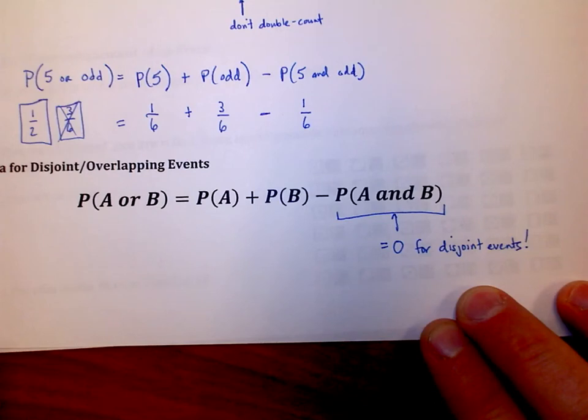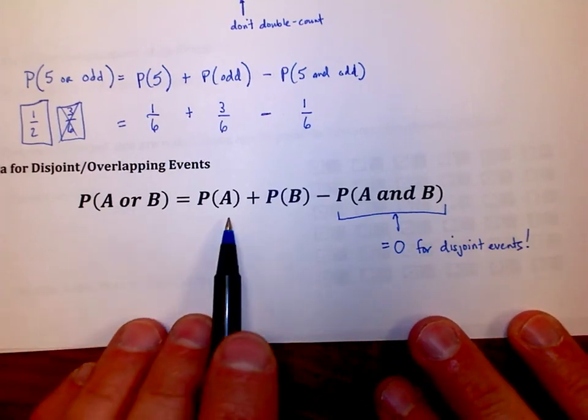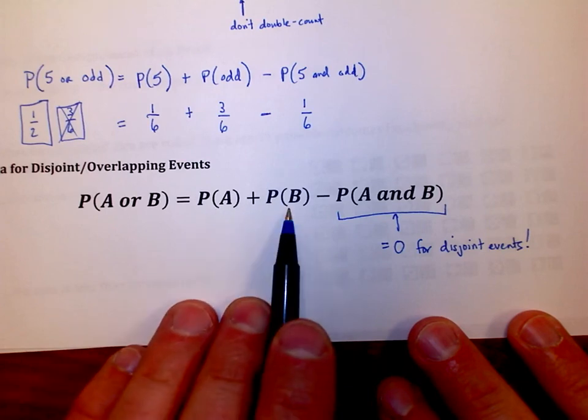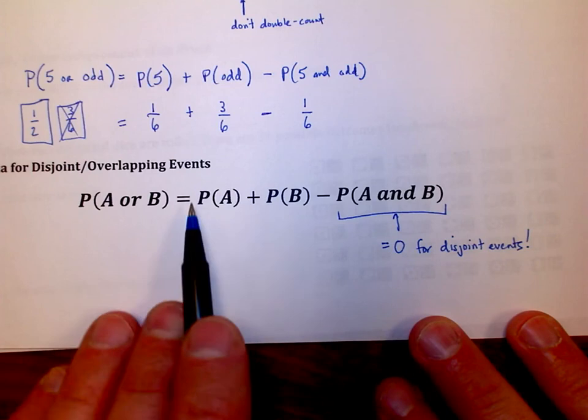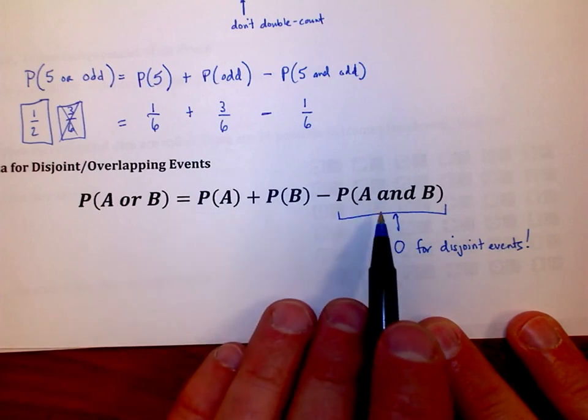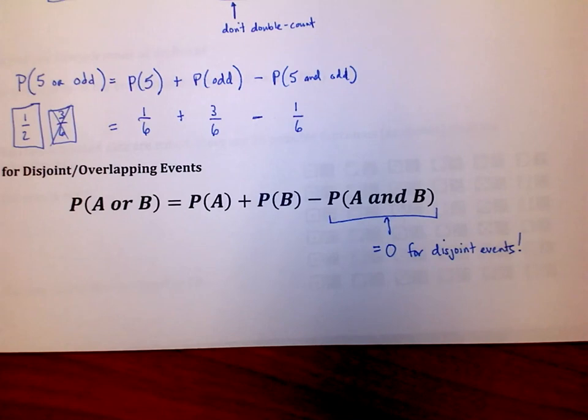So hopefully that makes sense. In other words, when I see the word or, I'm adding together individual probabilities. If there's ever a situation where I can double count, where the two things can happen simultaneously, I take off all the ones that have been double counted. And that's how we use overlapping events.